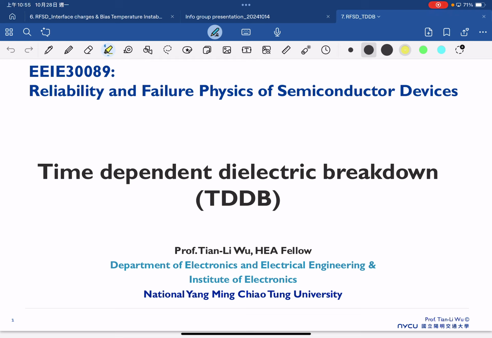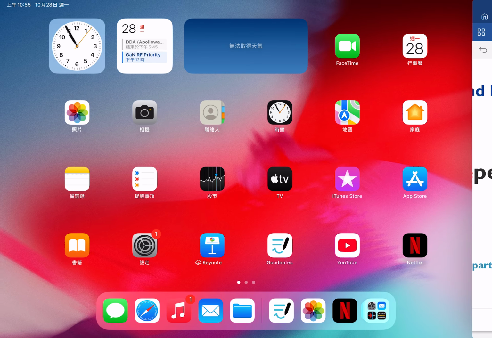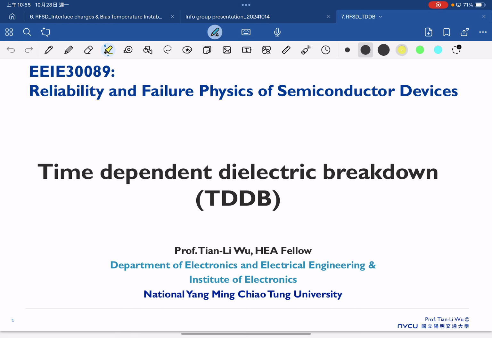Okay, so we'll continue with the next topic, which is time-dependent dielectric breakdown. Actually, we have already briefly discussed the issue and the possible mechanism, but for sure that's not enough, so we need to go through more details. As we already know, time-dependent dielectric breakdown, in short, we call the TDDB.